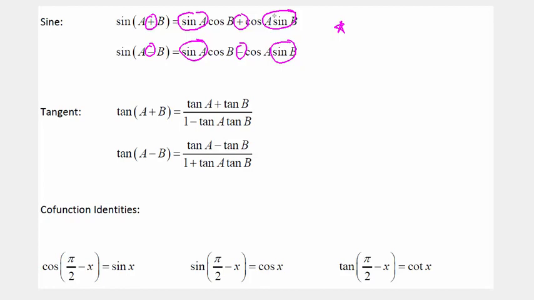Let's move on to tangent. Now the tangents look a little more complicated, but they're not bad. Notice a couple things. The sign in between the A and the B, so tangent of A plus B, that sign matches the one in the numerator, tan A plus tan B. Same thing below for tangent of A minus B. The numerator there is tan A minus tan B. So those signs match. Good to know.